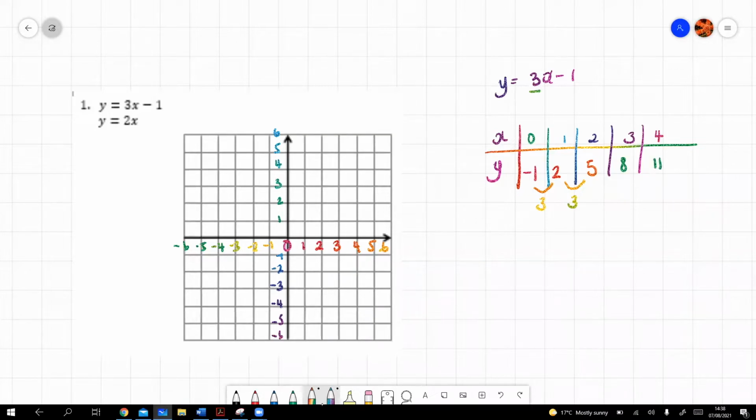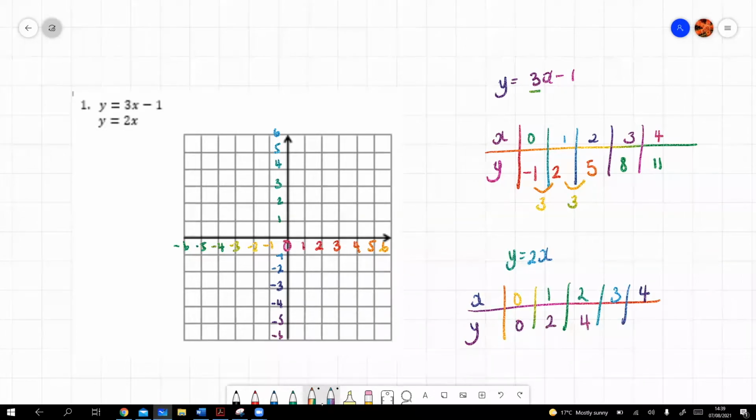Okay, the next one, y equals 2x. So again, I'm just going to do x and y. Again, the same numbers, 0, 1, 2, 3, and 4. So to work out y, I've just got to do 2 times x. So times the x by 2. So 0 times 2 is 0. 1 times 2 is 2. 2 times 2 is 4. 3 times 2 is 6. And 4 times 2 is 8.